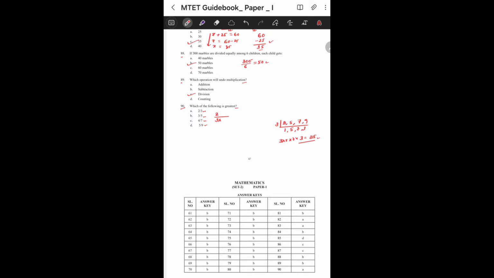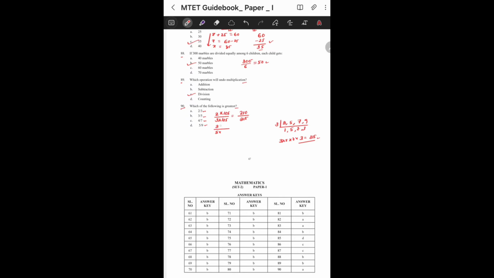So the first one is given, 2 by 3. To make it 315, we have to multiply with 105. So here also we will multiply with 105, both numerator and denominator. Now if you simplify, the denominator will become 315, and the numerator will become 210.